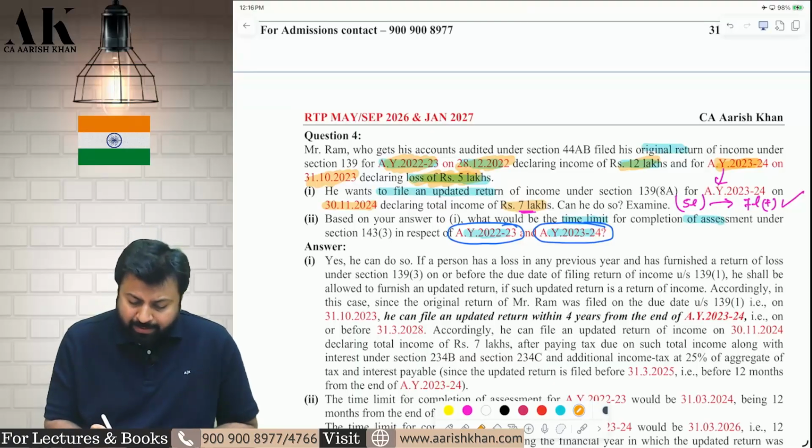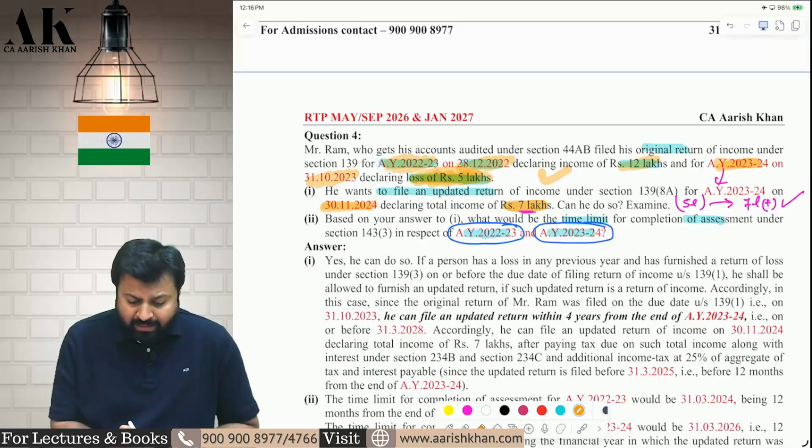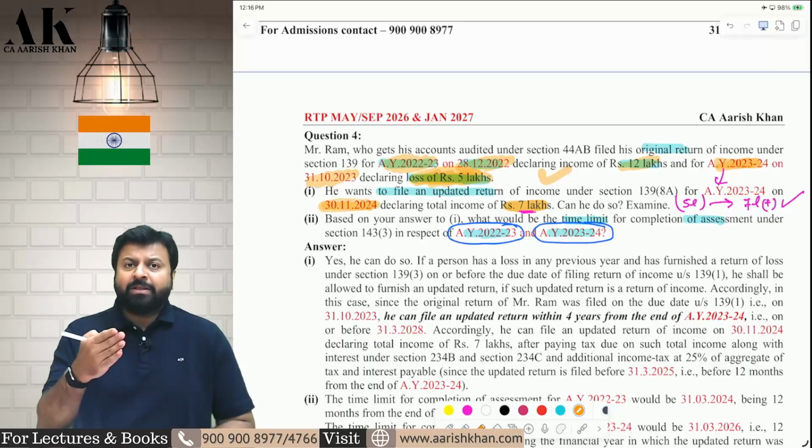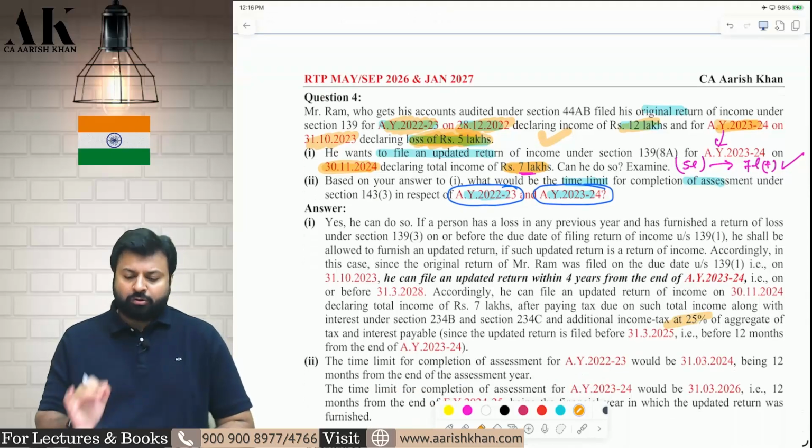Therefore, in this case, because your loss is converting to income, you can file an updated return. Secondly, you can file the updated return when? Up to 30th November. If you are filing, it means you are filing within 12 months from the end of the relevant year. Therefore, you are liable for 25% additional tax. 25% additional tax you have to pay.